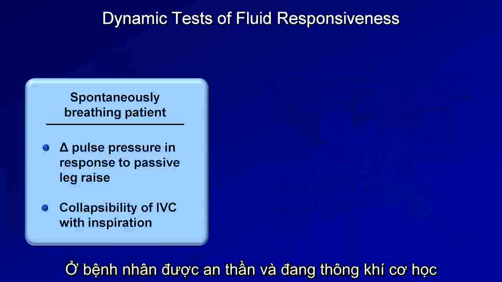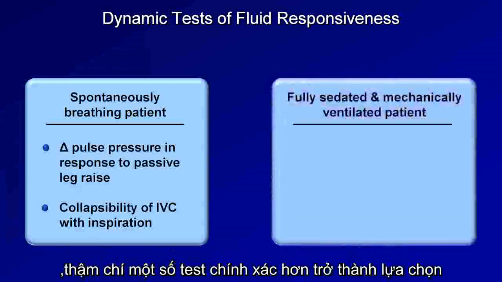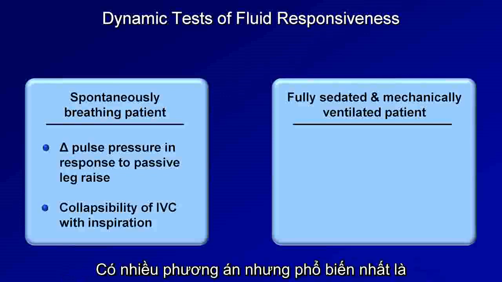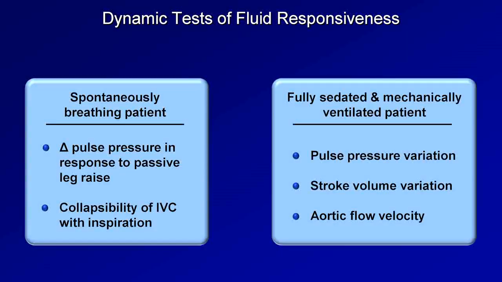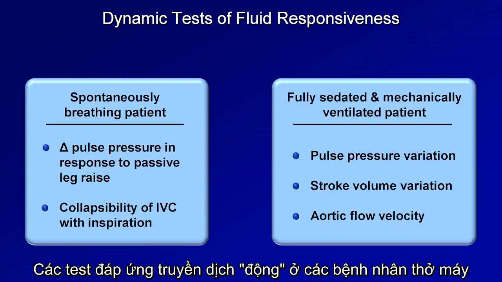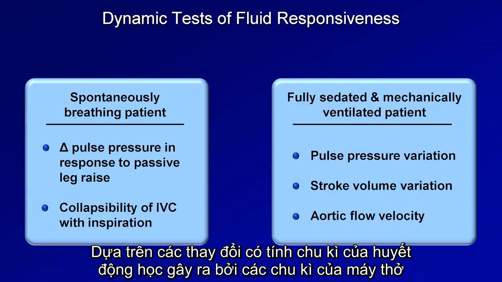In patients who are sedated and mechanically ventilated, some even more accurate tests become options. There are many to choose from, but the most common are pulse pressure variation, stroke volume variation, and changes in aortic flow velocity. Dynamic tests of fluid responsiveness in ventilated patients rely on the cyclical changes in hemodynamics caused by the cycling of the ventilator.